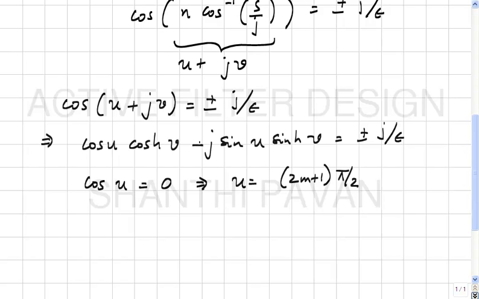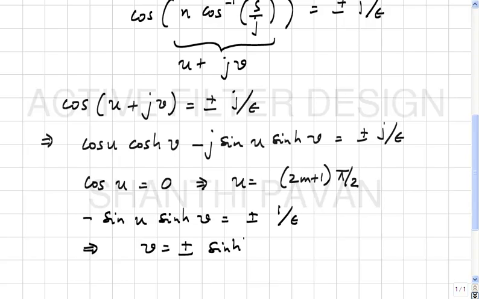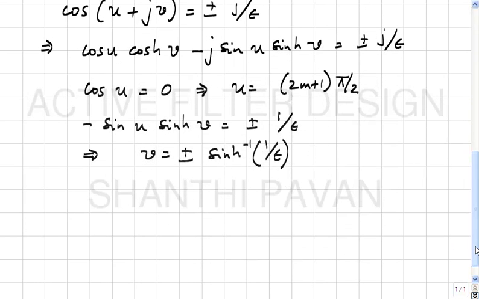All right. So, and minus sin u sin hyperbolic v is plus minus j by epsilon, sorry, 1 by epsilon, which means if cos u is 0, sin u must be plus minus 1, which means that v is plus minus sin hyperbolic inverse 1 by epsilon. Correct?